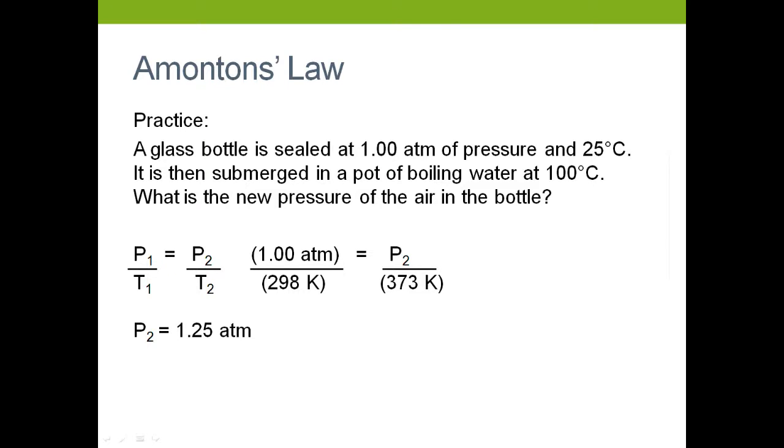Let's practice. A glass bottle is sealed at 1 atmosphere of pressure and 25 degrees Celsius. It is then submerged in a pot of boiling water at 100 degrees Celsius. What is the new pressure of the air in the bottle? Use the relationship P1 over T1 equals P2 over T2, fill in the values that we know, P1, T1, and T2, and solve for the unknown, P2. We see that P2 is 1.25 atmospheres.